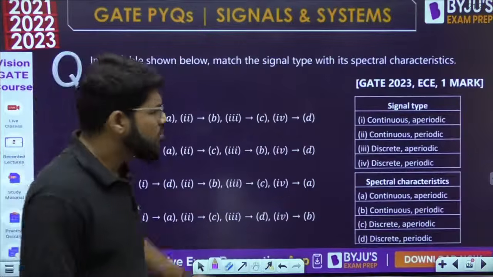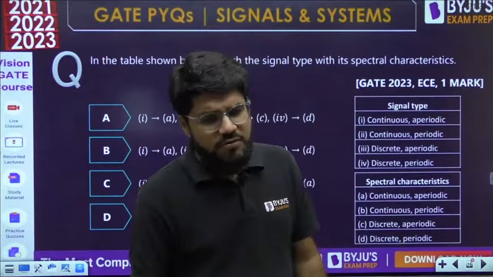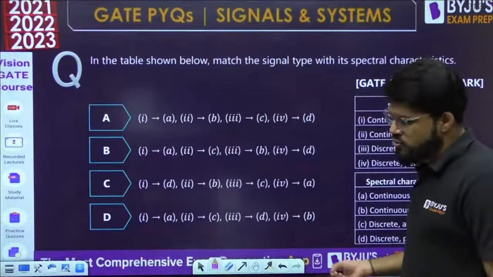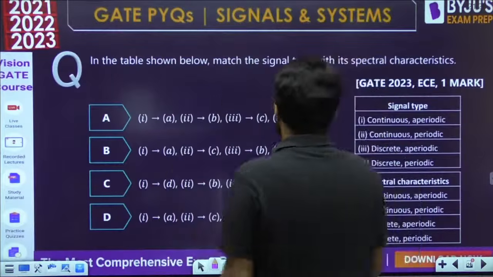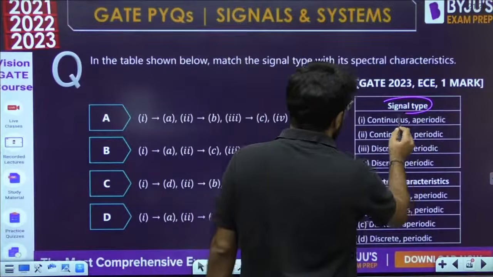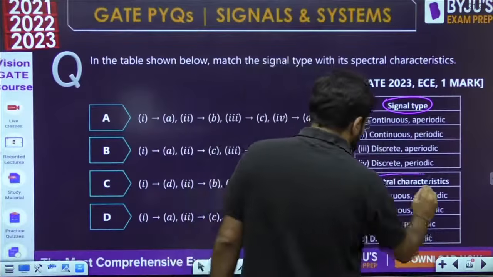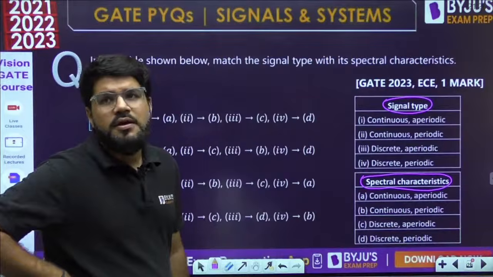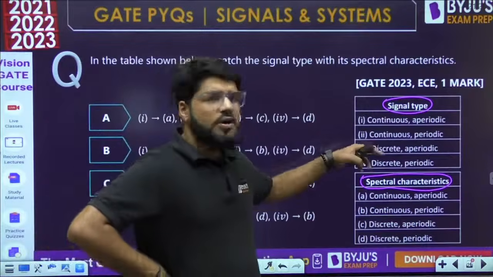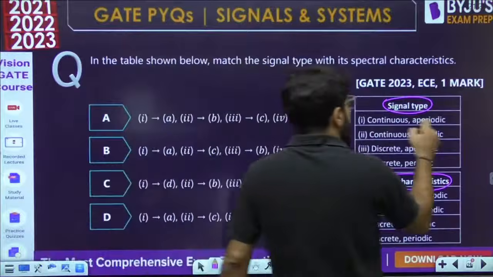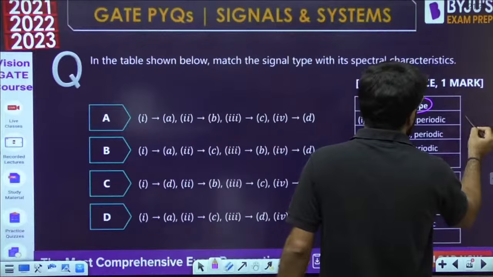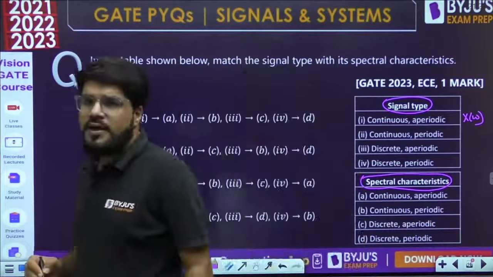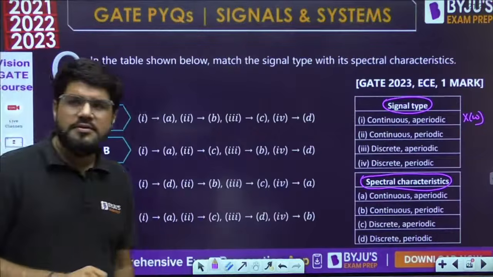2023 current year 1 mark, you can say a knowledge based question. Knowledge means if you have studied all the Fourier spectra, then you should be able to answer it. In the table below, match the signal type, given with the spectral characteristics. If a signal is continuous and aperiodic, for the continuous domain you do the continuous Fourier analysis. You calculate X(omega), the Fourier transform.